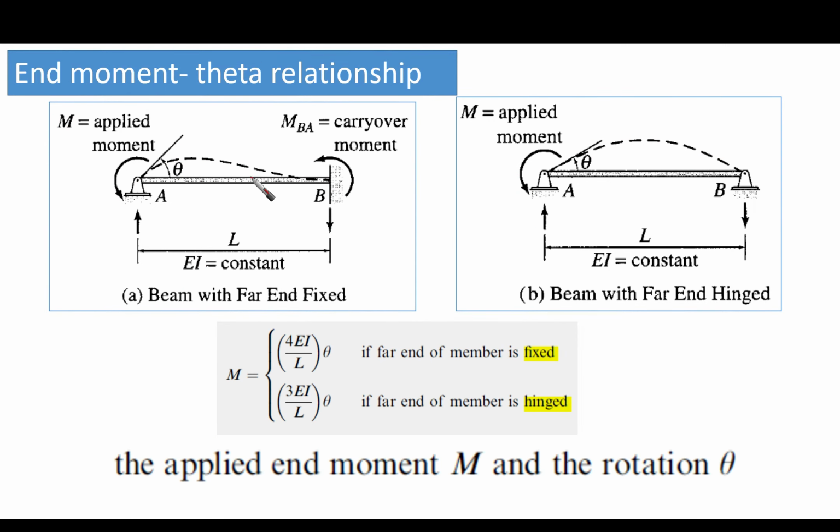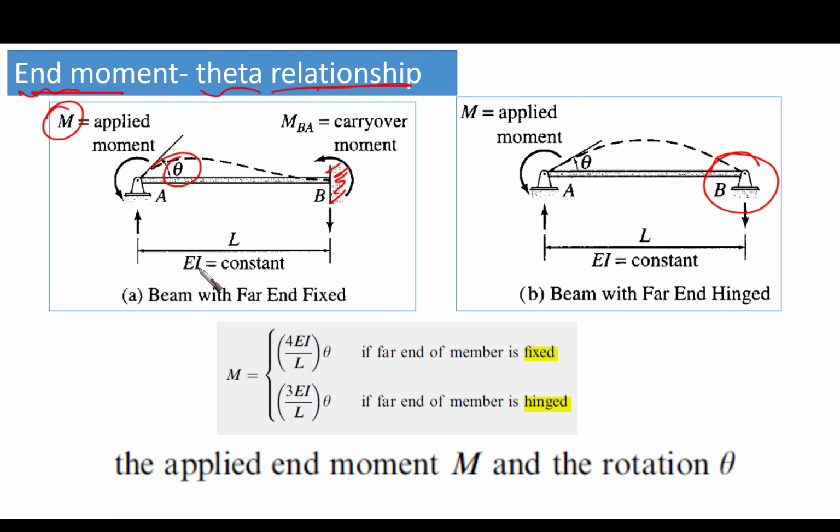Let's go to another thing, which is very, very close to the member bending stiffness, which is the end moment theta relationship. They are actually the same as what we have explained before. We want to have a relation. What is the relation between the moment and the theta that is going to be developed? Okay, so we also have two cases, far end fixed and far end hinged. Which one are we going to apply? What is the relation here?